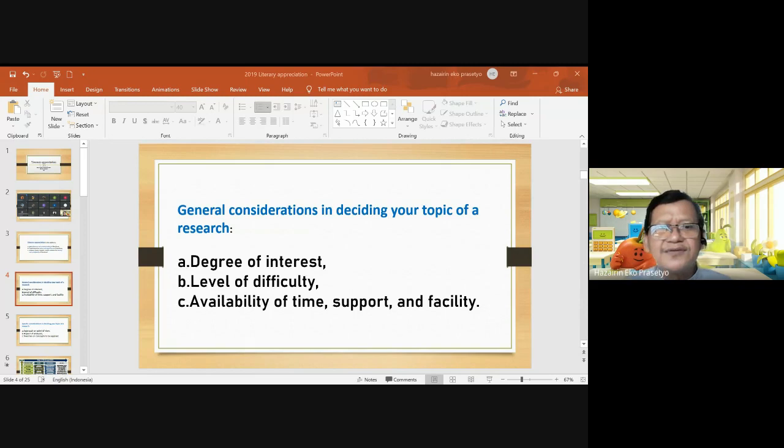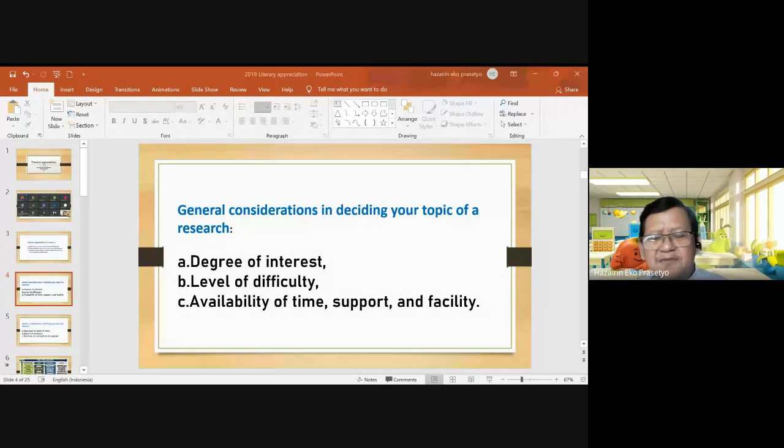Today I'm going to explain in brief how to choose a topic of research. This is very important because from your topics, I still get an impression that you have no idea how to decide a topic for your research. Well, there are two kinds of rules in deciding a topic of research: general rules or general considerations, and specific rules or specific considerations. Let's talk about general considerations first.